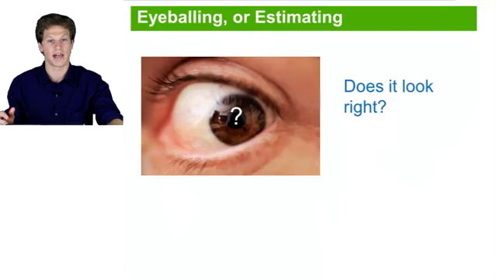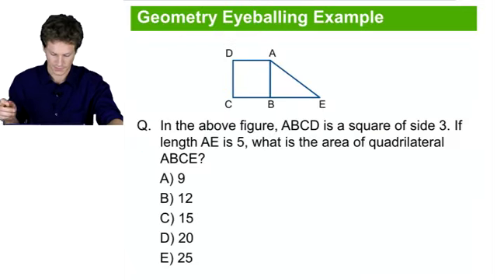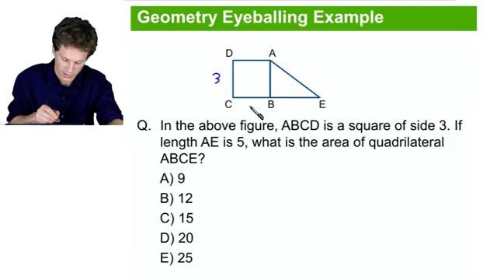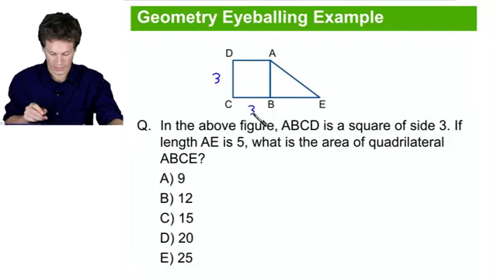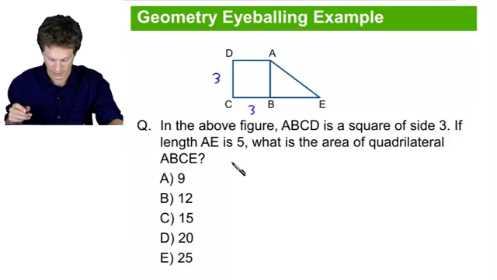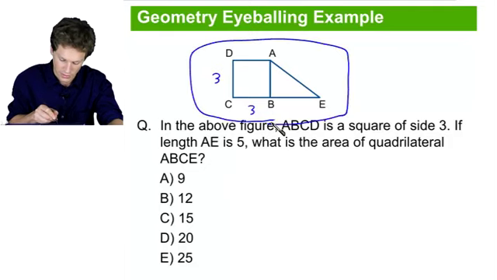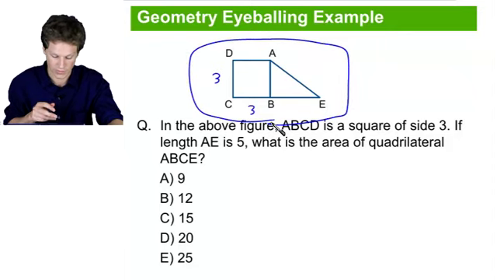Sometimes we can simply use eyeballing or estimating to eliminate answer choices which are obviously incorrect. Let's take a look at an example. In the above figure, ABCD is a square of side 3. I'm just going to label that here. If length AE is 5, what is the area of quadrilateral ABCE? Okay, so we're asked about the area of this entire shape. And we know that this is a square of side length 3.